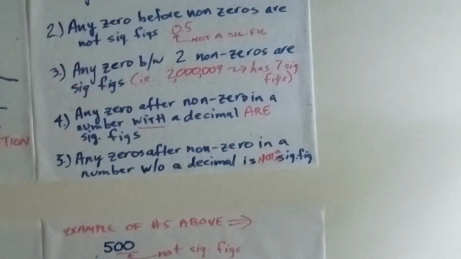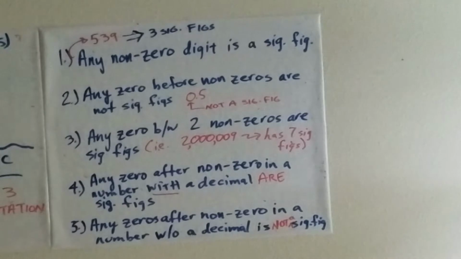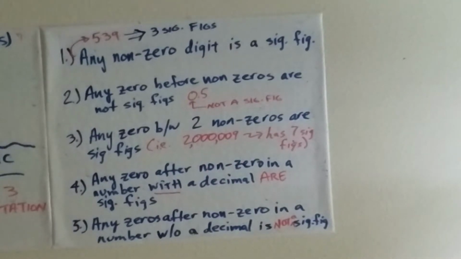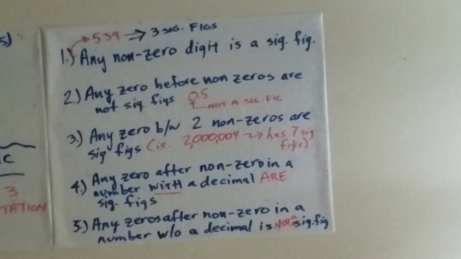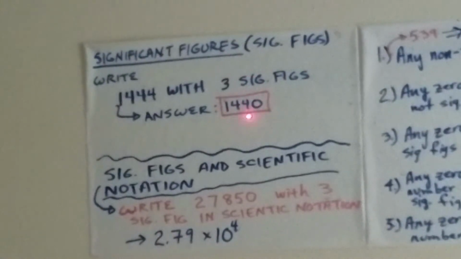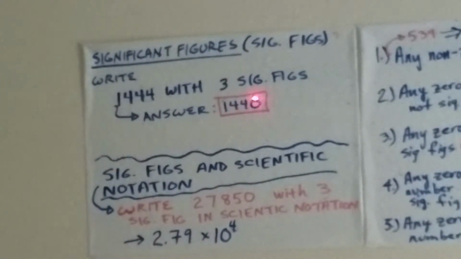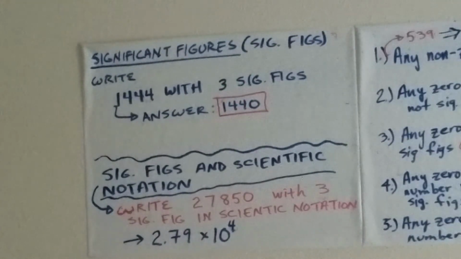All right, so I said this kind of ahead of time. I did the problems, but I wanted to give you a couple of rules so that you can kind of roll with this down the line. First rule is that any non-zero digit in a number is a sig fig. So here, 539 has three significant figures. And going back to the last problem, 1444, 1, 4, and 4 are non-zero digits, and they are all significant figures. So that's why we get 3 over here.